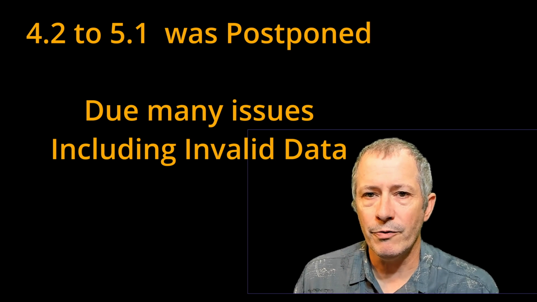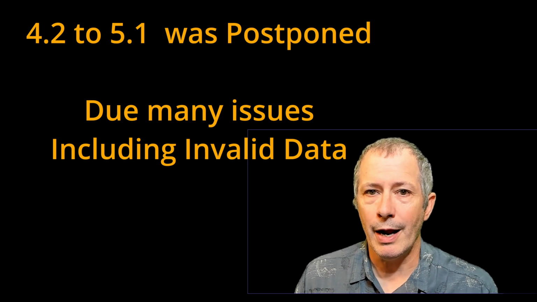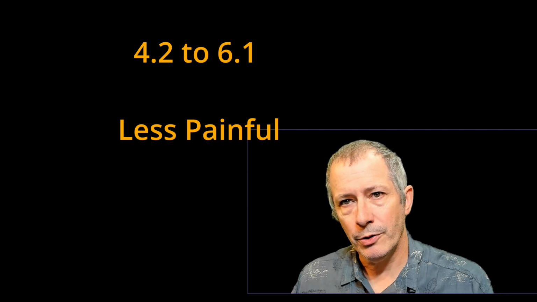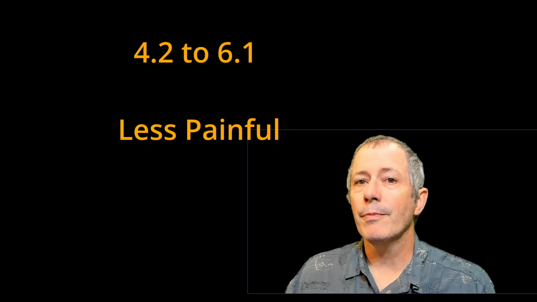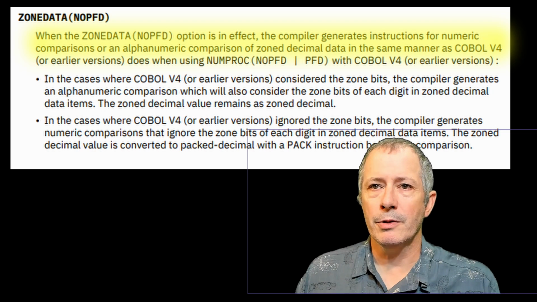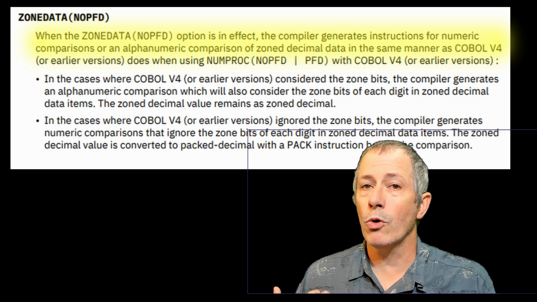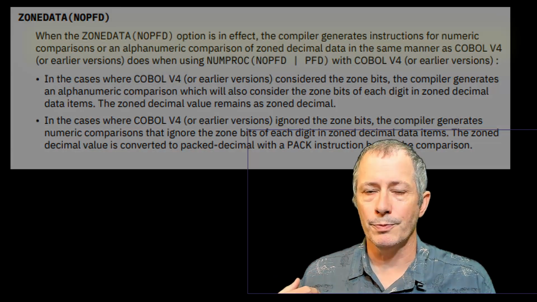IBM was correct, from my prior shop. Invalid numeric data was one of the reasons that converting from COBOL 4.2 to 5.1 was painful and postponed. We converted from COBOL 4.2 to 6.1. There was a massive project to correct the invalid data, and the zone data option in 6.1 did a good job of generating executables that behaved more like 4.2 executables.